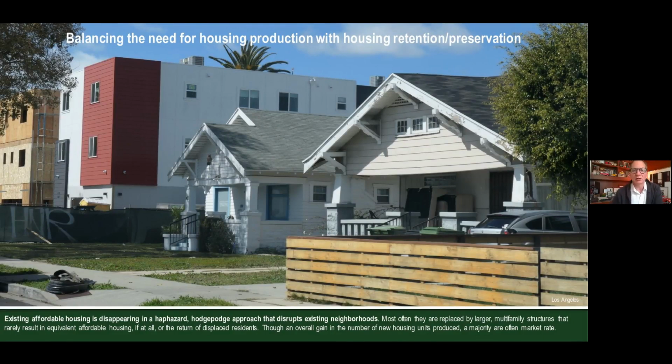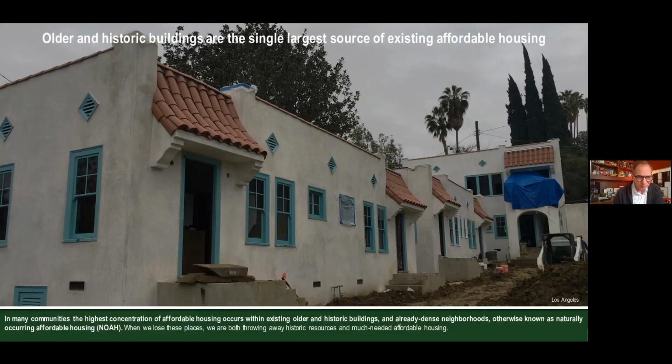Then you see how it plays out in neighborhoods, in this haphazard hodgepodge transformation of neighborhoods. Again, there's the loss of affordable housing for the gain of additional housing, but is it affordable? So it's this balancing issue of what we are producing, and again, most of it is market rate. How do we increase those numbers so there's more affordable housing, at least to offset this loss that we may be experiencing in our communities?